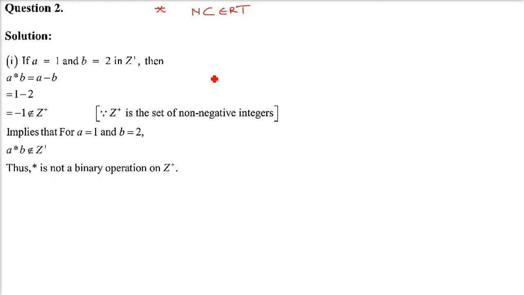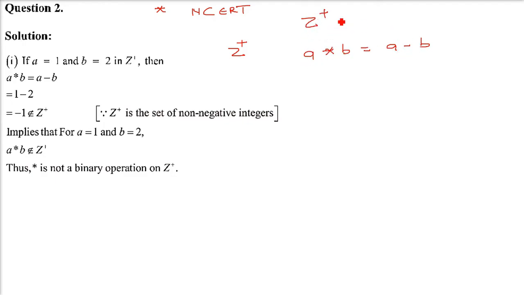The first one is on Z plus, defined by A star B equals A minus B. So this A star B is defined as A minus B. Now in a binary operation, if you have a set, for example, the set is Z plus here, which is the positive integers, and you take A from Z plus and B from Z plus, then A minus B should also belong to Z plus. Then it will be a binary operation. Otherwise, it will not be a binary operation.